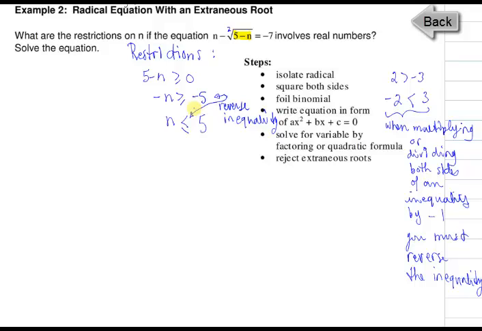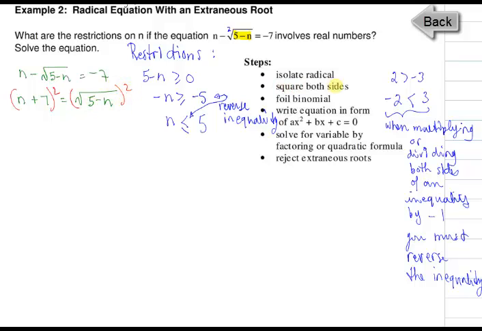Alright, so let's solve then. The first step is to isolate the radical. So our equation is n minus the square root of 5 minus n equals negative 7. Now I'm going to move my radical over to the right, because that'll make it positive, and I'm going to move my negative 7 over to the left, because that's going to make that positive, and it's just better to work with positive numbers. So bring the negative 7 to the left, it becomes positive, you have n plus 7. Move the negative square root of 5 minus n to the right, it becomes positive square root of 5 minus n.